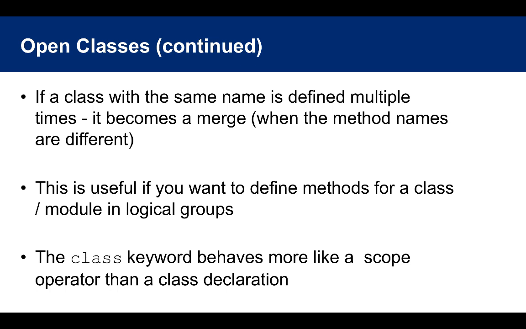So if a class with the same name is defined multiple times, it becomes a merge. What we just saw is actually defining the same method. But if you define many methods in different files, but the class name is the same, it becomes a merge. And this is useful if, for example, you want to define class methods in logical groups. What happens in this case is that the class keyword behaves more like a scope operator than a class declaration.